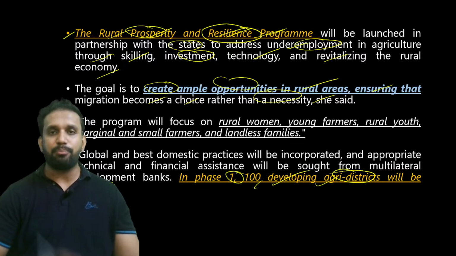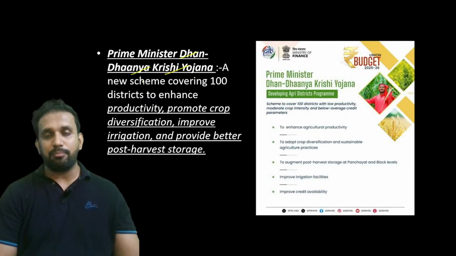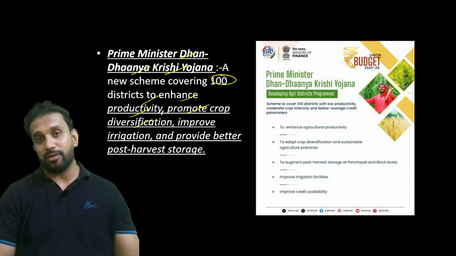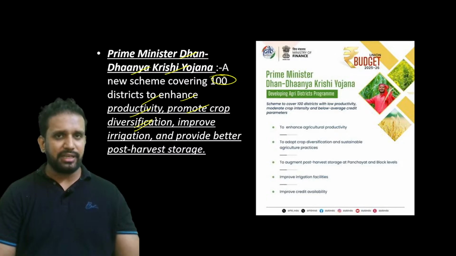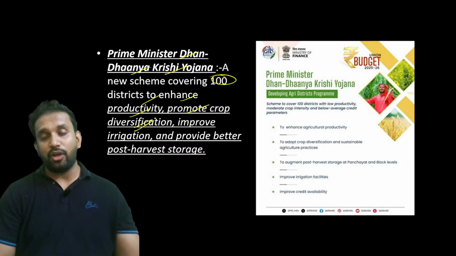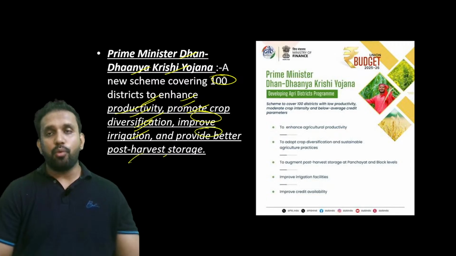This number is important. Please remember this. Then the Prime Minister Dhan Dhanya Krishi Yojana. This is the last scheme under the agriculture measures taken in the budget 2025. Production should be there. Promote crop diversification. Instead of just growing rice and wheat, you should also move towards what? Pulses. You should also move towards what? Fiber related crops. So basically you have to diversify crops. Crop diversification is important also to conserve the fertility of the soil. And it also gives you what? Sustainable income. Your desertification of the land will not happen. That's the reason: increasing productivity, crop diversification, improved irrigation, and providing better post harvest storage.